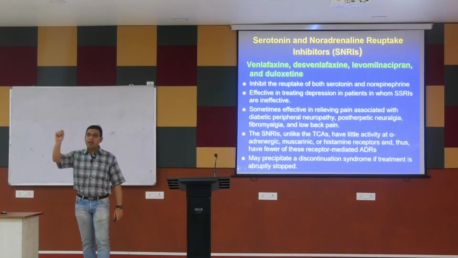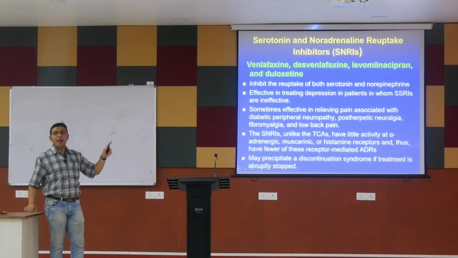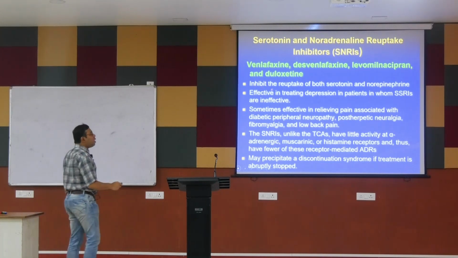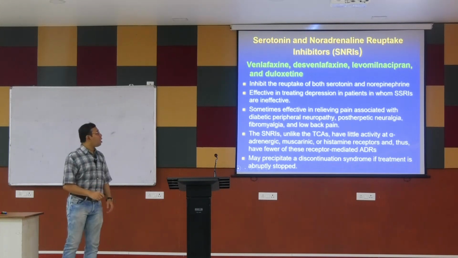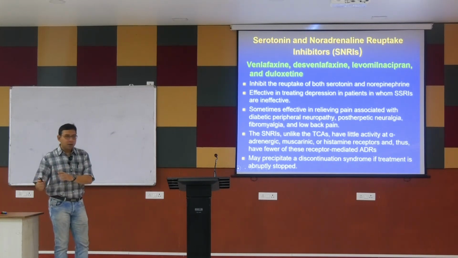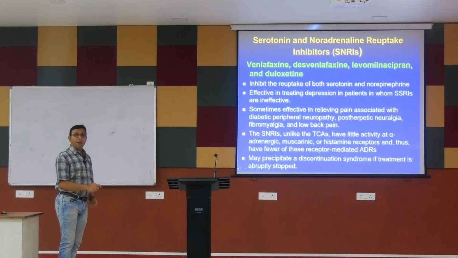The previous one was the SSRI. This is known as the SNRI. Okay, they inhibit the reuptake of both serotonin and norepinephrine, and are effective in treating depression where the SSRI will not act. Sometimes they are effective in relieving pain.